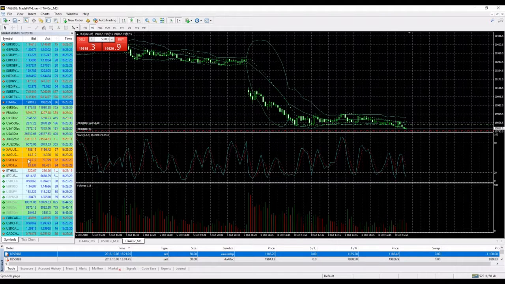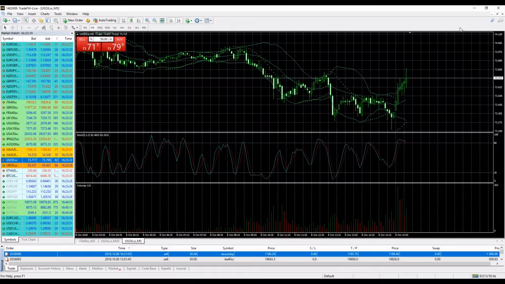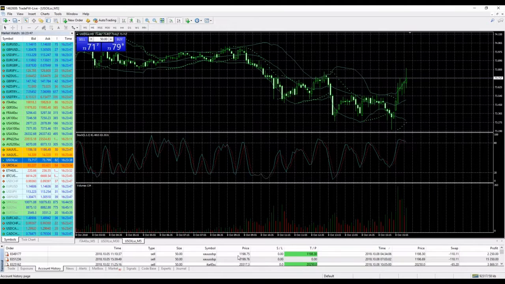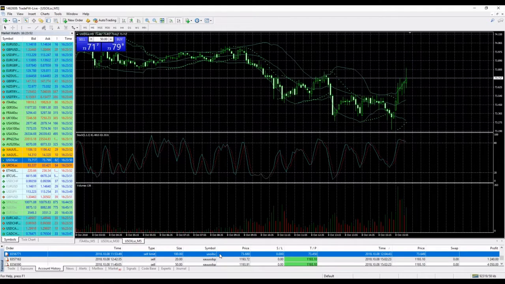Let's see also oil. As I told you, I wanted to trade oil also. As you remember, I put a sell limit order. It didn't get triggered, and it's now at the price. Let me see where I put the sell limit order, which I removed later on. I put the sell limit order at 73.680.